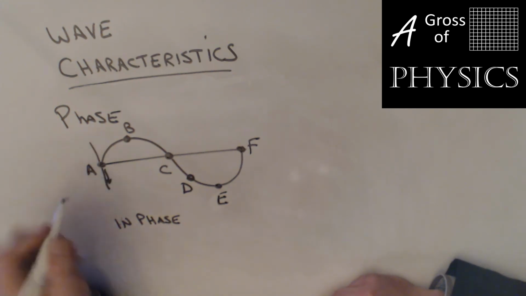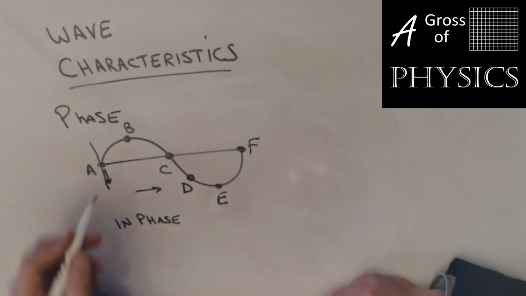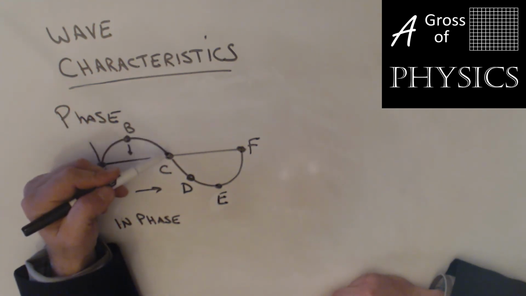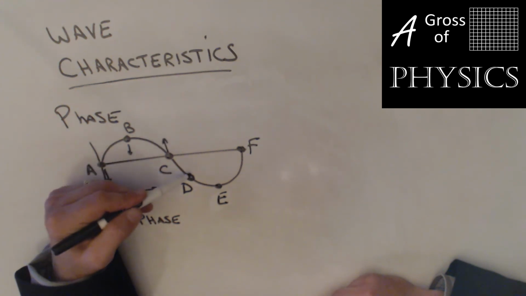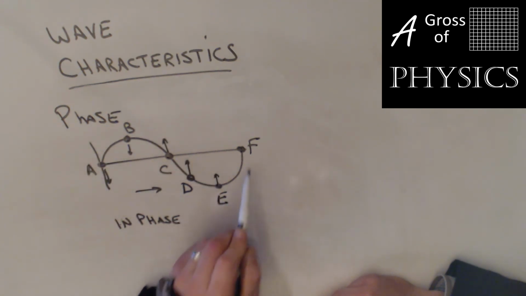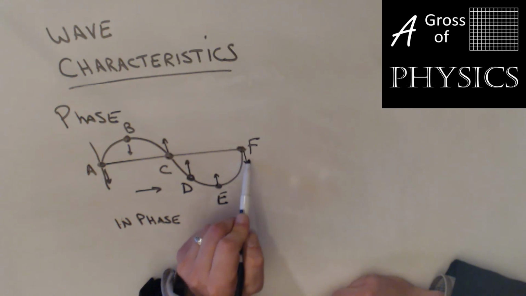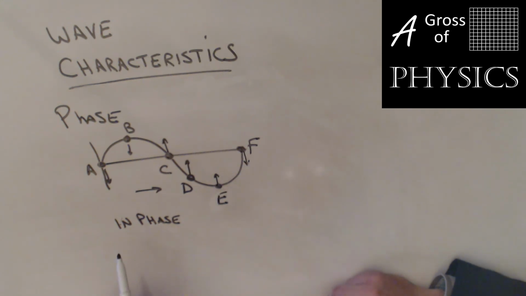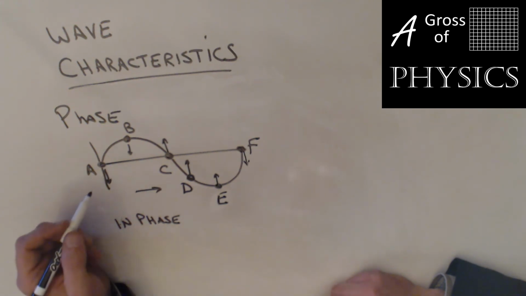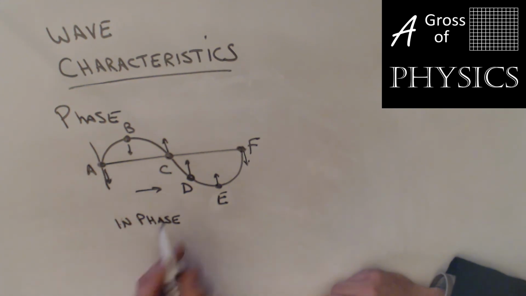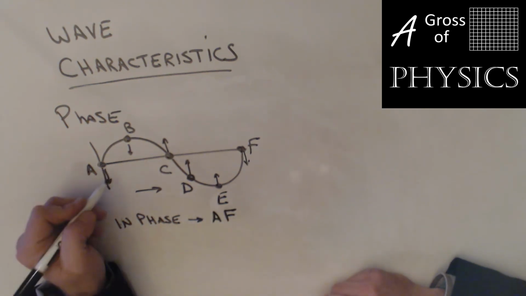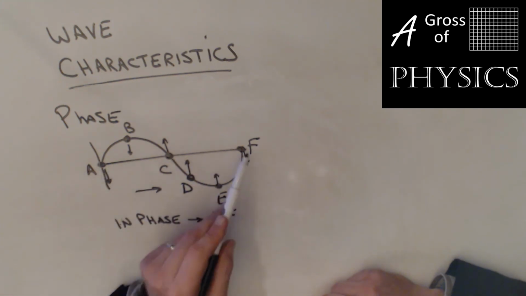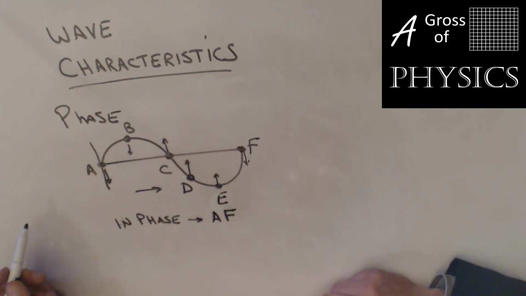A is going to be moving downward if this wave is traveling to the right, because you look behind it. B is moving down. C is moving up. D is moving up. E is moving up. F is moving down. So, they have to be doing the same thing and be at the same distance from the origin. In this case, in phase are going to be A and F. They're the only 2 that have the same direction and the same distance from the origin. In this case, they're on the origin.